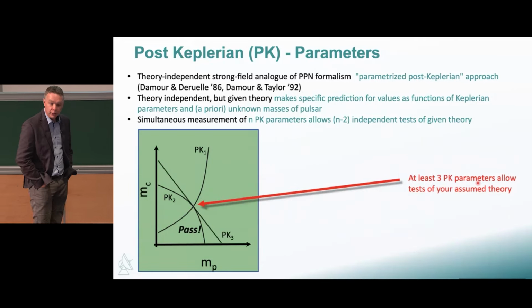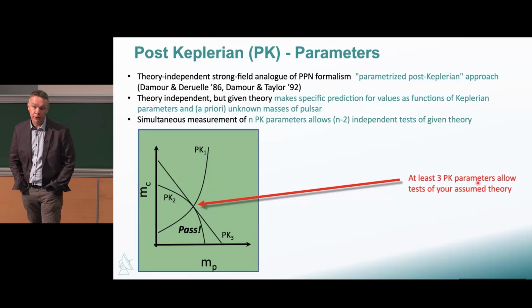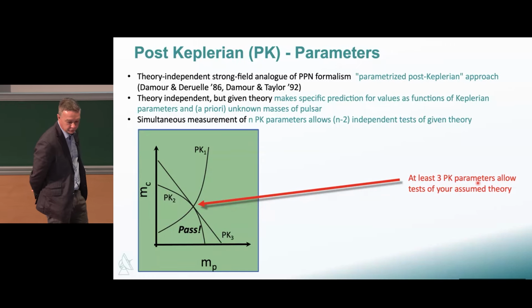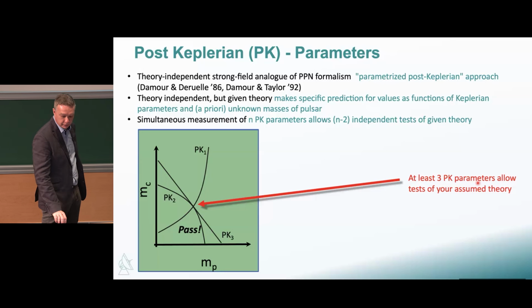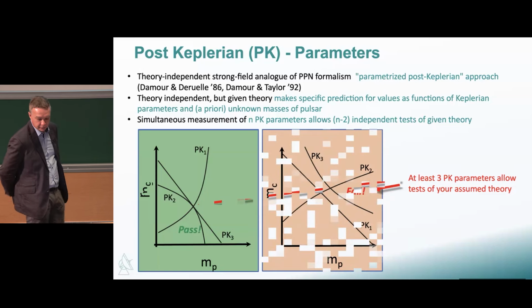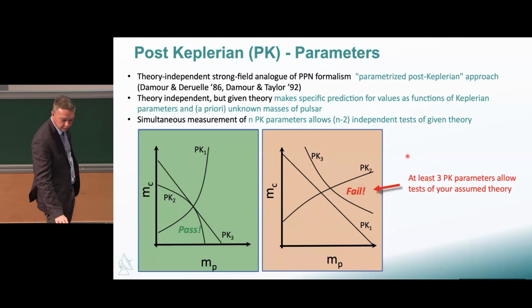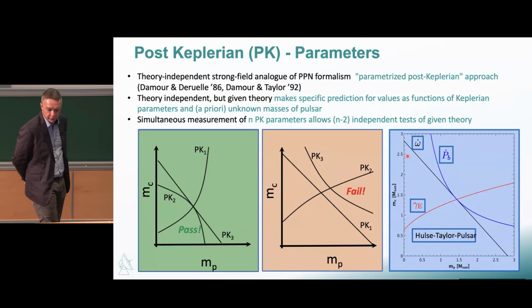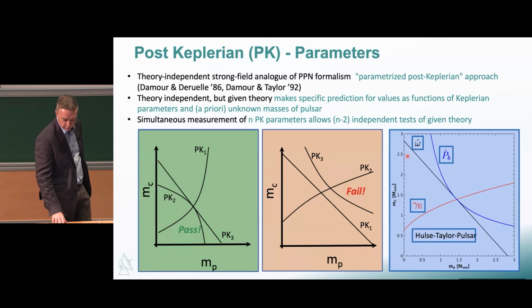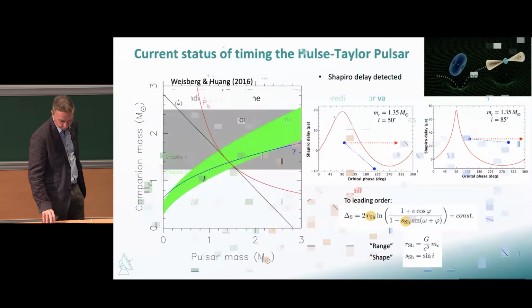If you have three or more post-Keplerian parameters, you expect them to all intersect in a single point, if your theory of gravity is a good description of your data. That gives you this n-2 independent test of GR. In this case, the theory would have passed. In this case, the theory would have failed. And you have seen this plot already. This is for the Hulse-Taylor pulsar in the most recent incarnation of Joel Weisberg's work.